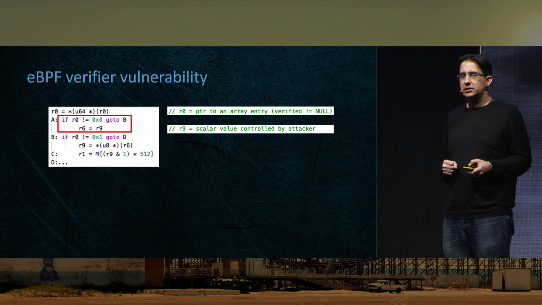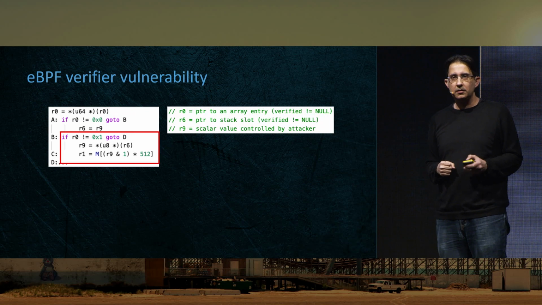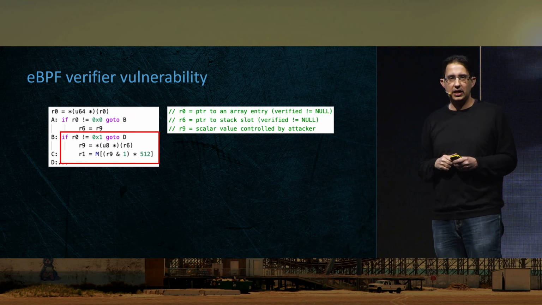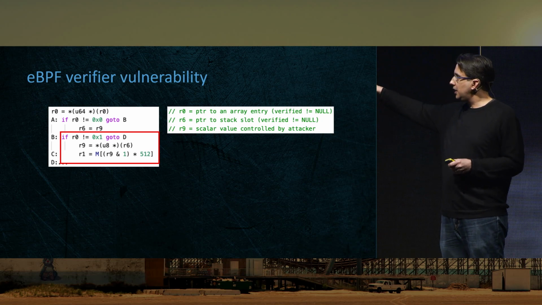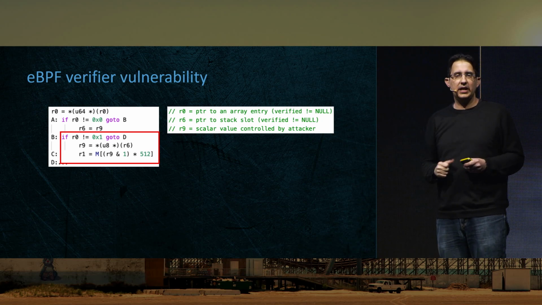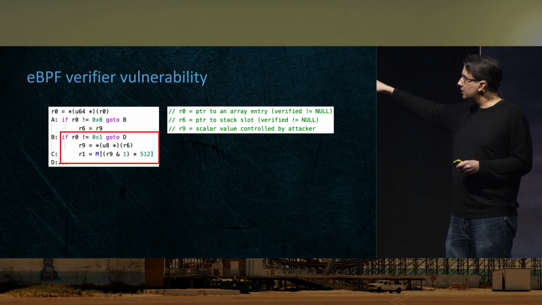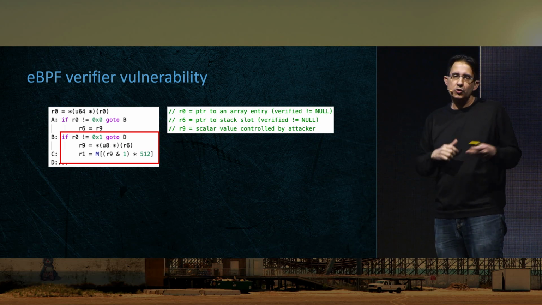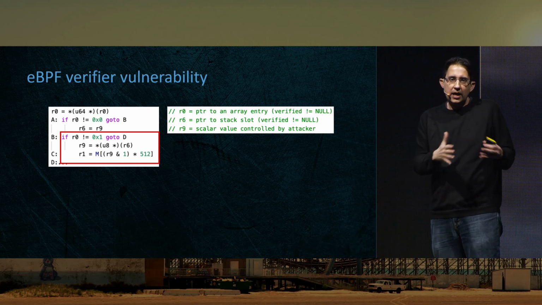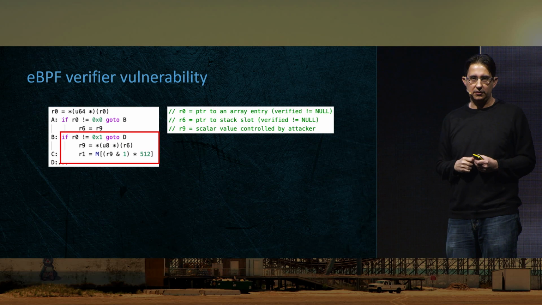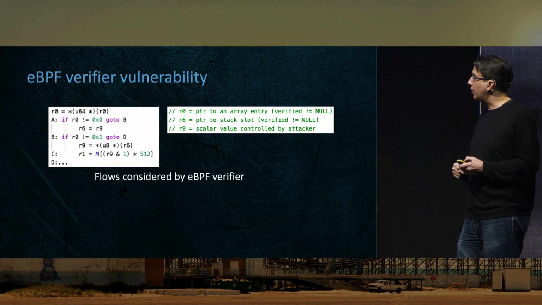If R0 is not 0, if R0 is 1, the program does something else. It dereferences register R6, which originally points to some local variable on the stack. So it does a read from the stack, and then it uses it to index an array, which also leaks the value, but that's okay because it's some local variable on the stack. It doesn't contain anything sensitive. Okay, so this is the program.